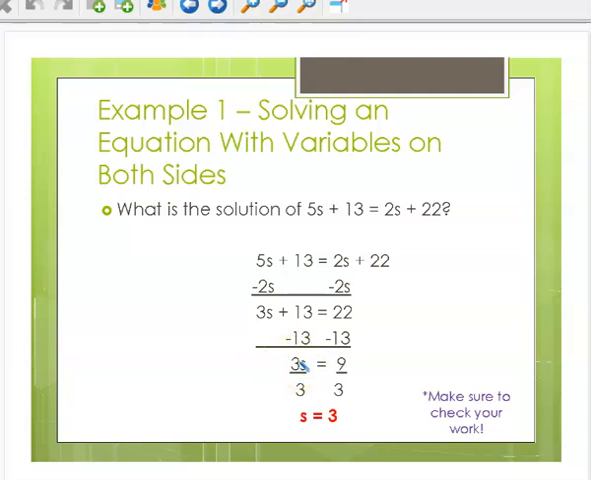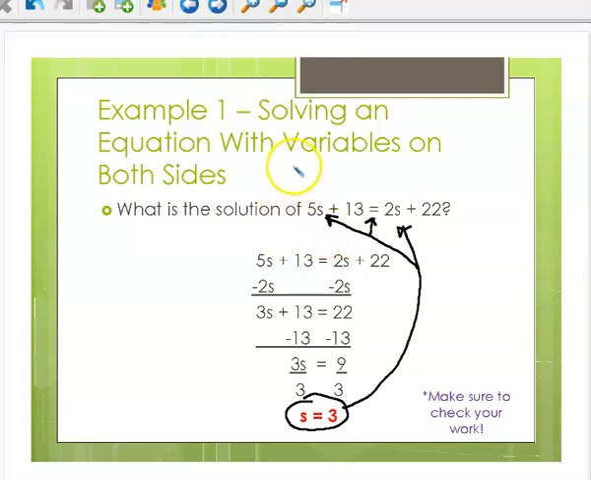Okay, now you notice here I put make sure you check your work. As these start getting bigger, it is a good idea to go back, take your solution, and go to the very beginning and substitute that value in for your variable. And notice that both sides, the left and the right, when you do that, should be equal.